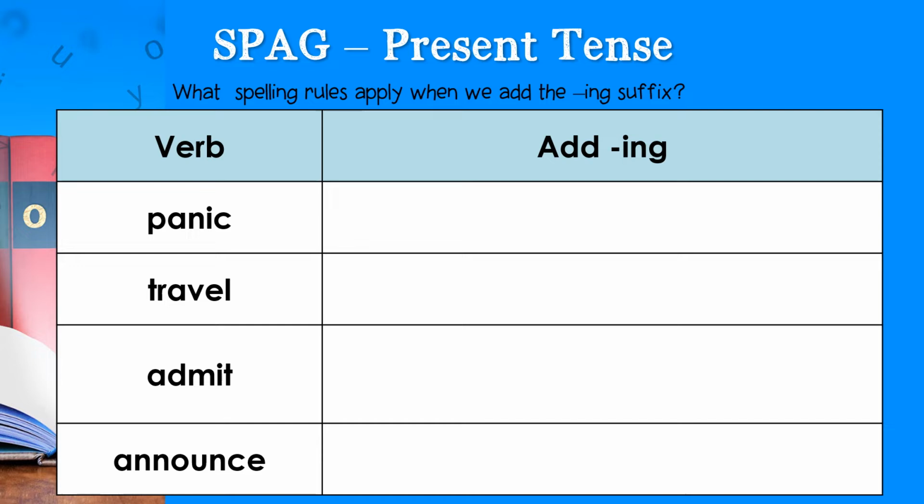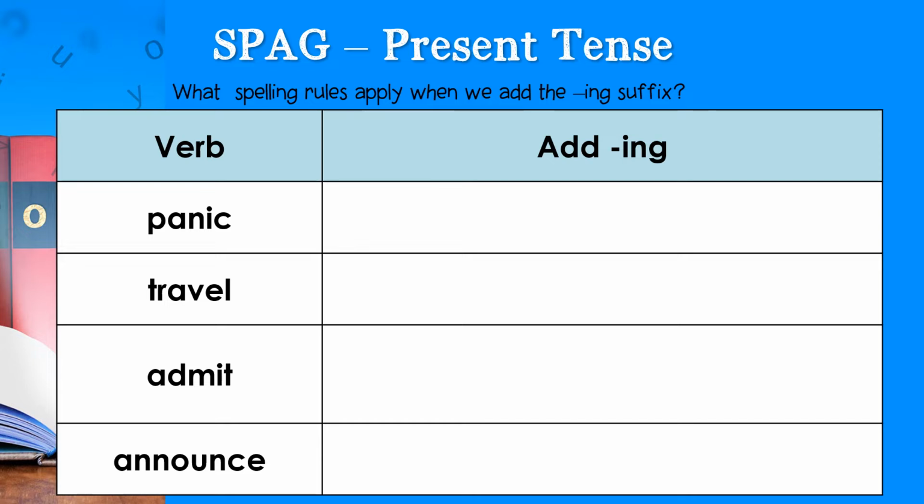Okay team, so because we're going to start looking at present tense, that means we're going to be handling some words that have got the ing suffix. So what I would like you to do in a second is pause the video and convert all of these verbs by using the ing suffix. So you can apply the ing suffix on the end.